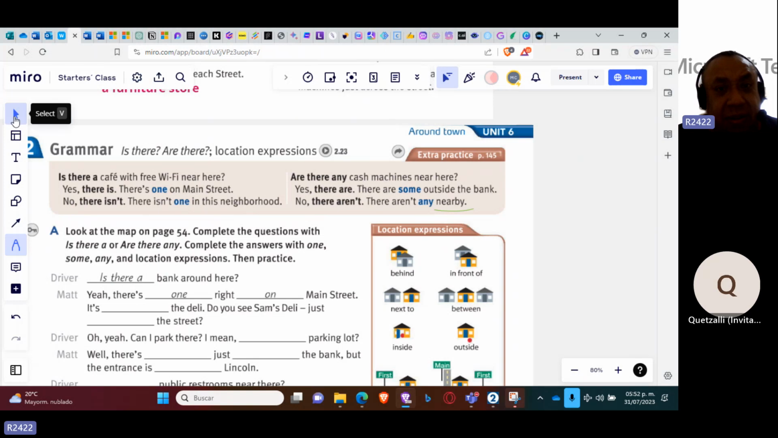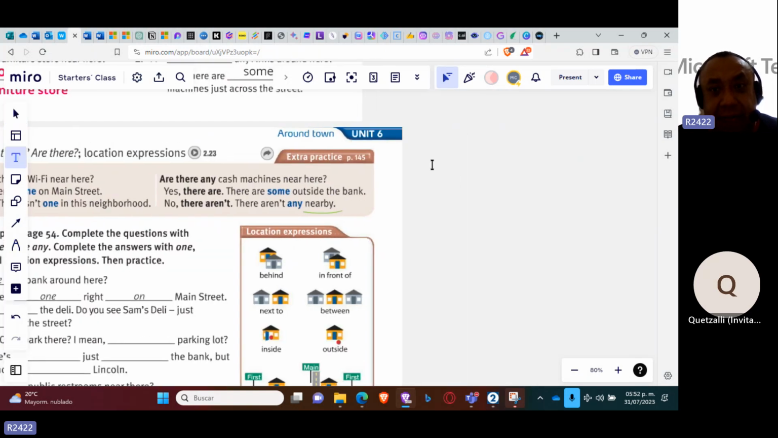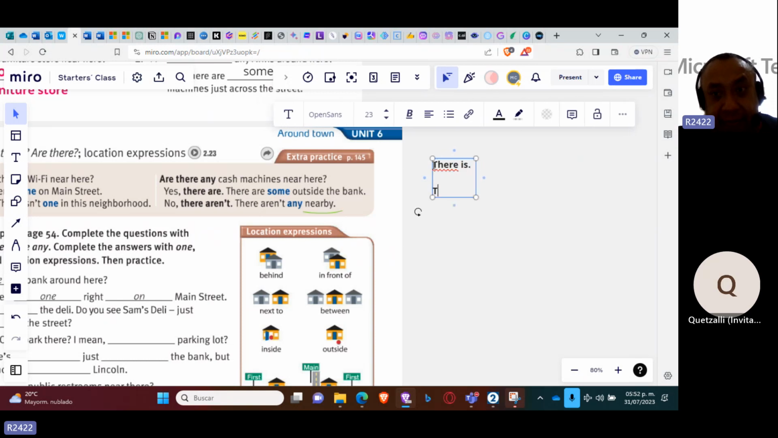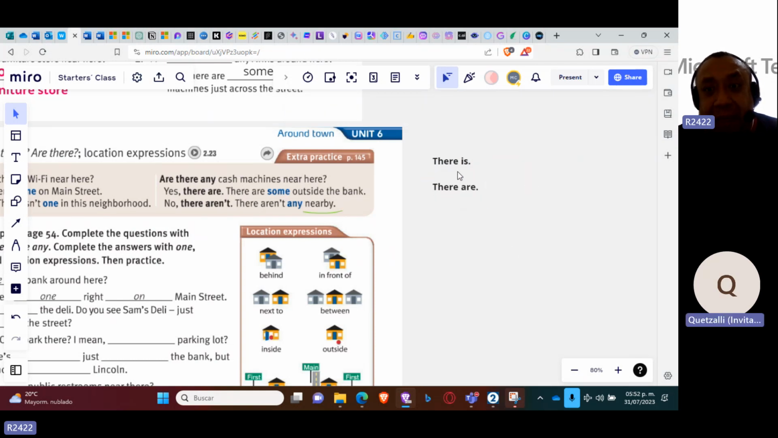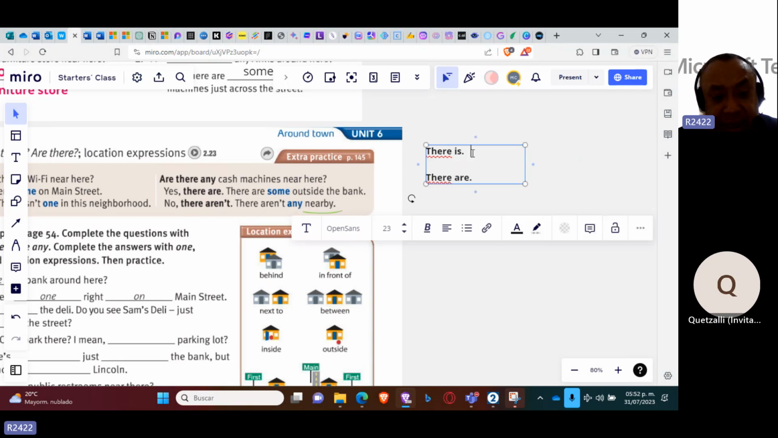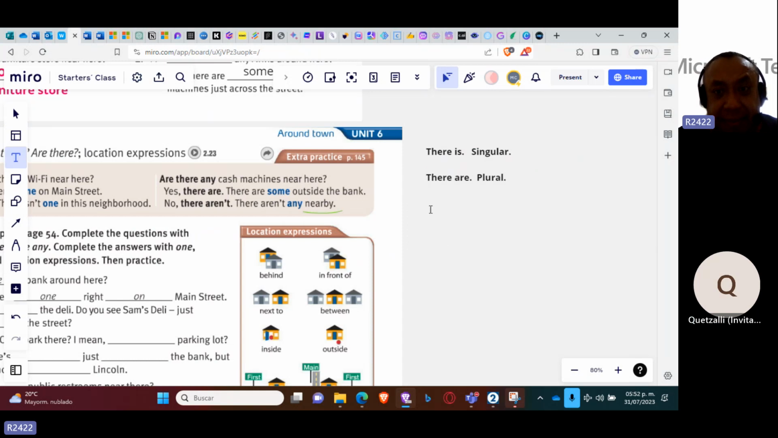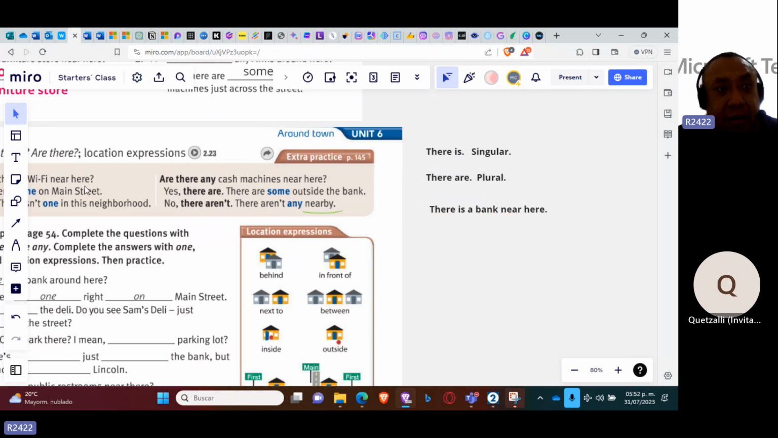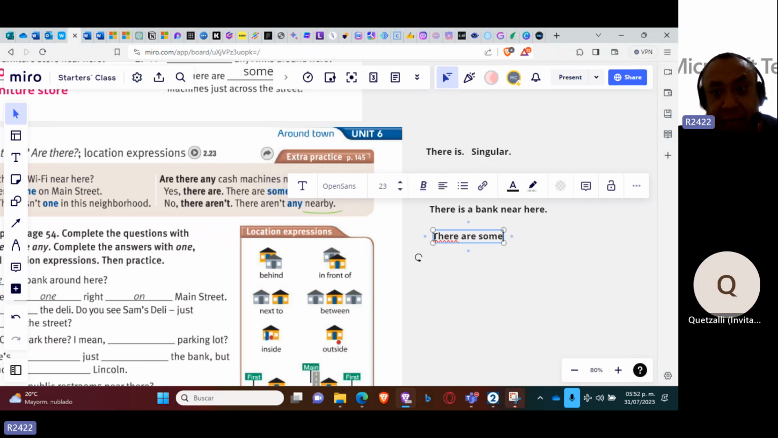Tenemos el uso de there is y there are. Ambos significan hay. But there is is for singular, y there are is for plural. For example, you can say, there is a bank near here. Or plural, there are some banks near here.